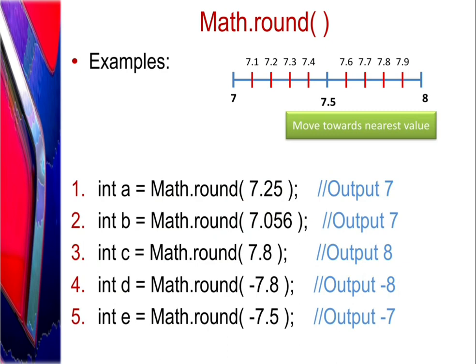Minus 7.8. If we are talking about minus 7 and minus 8, minus 7 is the larger one and minus 8 is the smaller one. But it always focuses on the nearest value. Minus 7.8 means it is minus 8. Minus 7.5 means minus 7, the nearest value, moving towards the larger one and the nearest one.